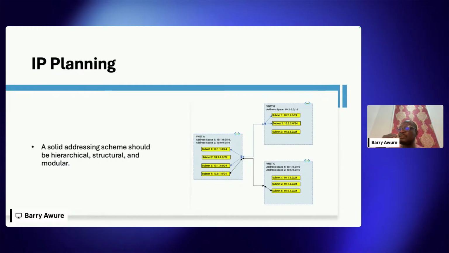You need to take cognizance of the fact that, if you look at this on the screen, for example, we have these various subnets. VNet A has an IP address space of 10.1.0.0/16. It also has an IP address space of 10.0.0.0/16. Now, these are different IP address spaces.